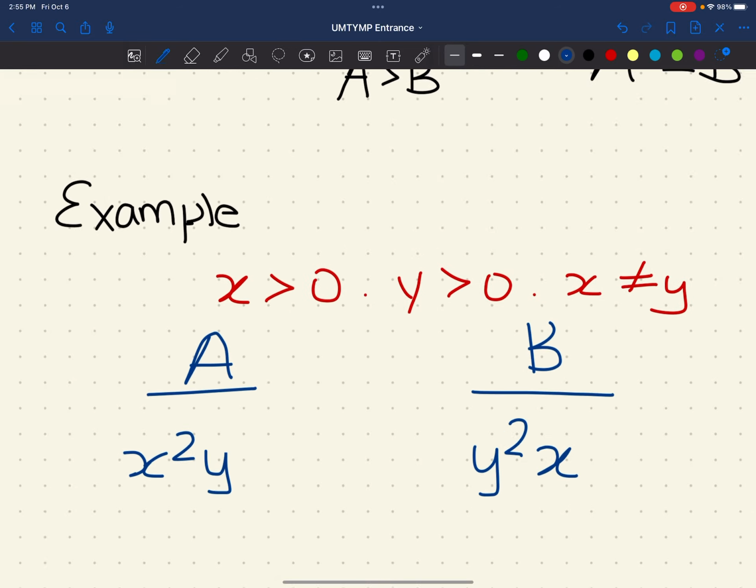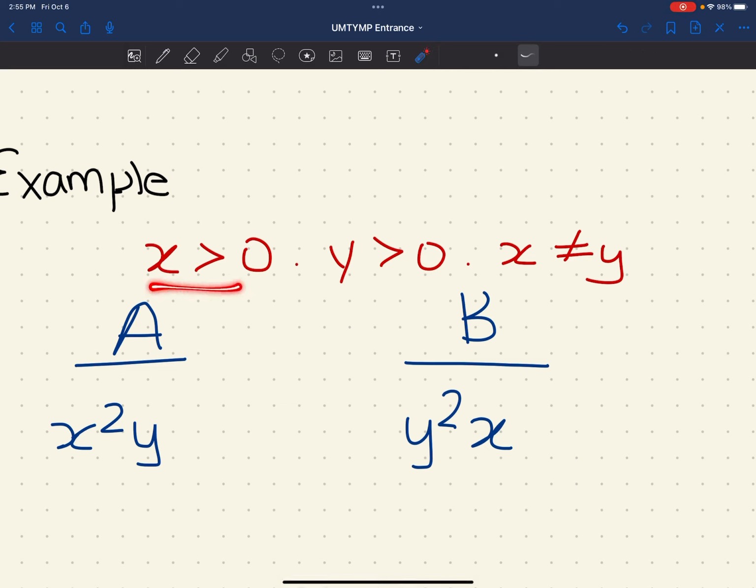And here's an example. You're given x is greater than 0, y is greater than 0, and x is not equal to y. Given that, we have quantity A, which is x squared times y, and quantity B, which is y squared times x. Now, if I were to solve this, I would immediately put down D, but here's an explanation. We know that both of these are positive, though we don't know they're integers, but that's kind of the main part of the problem. Both of these are greater than 0, they're positive numbers, and they don't equal each other.